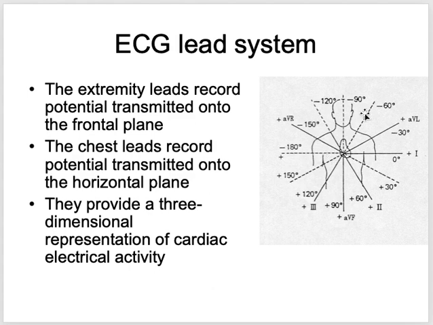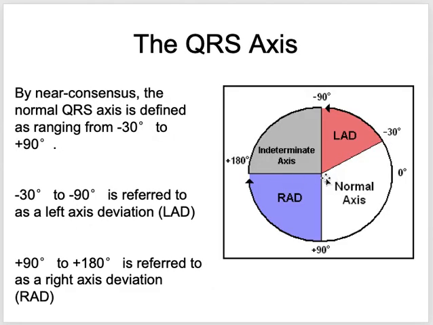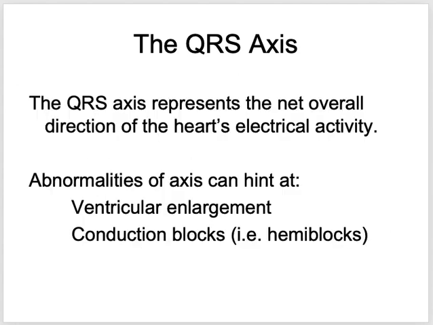So we add all the vectors, and where the final vector falls, we call it the normal axis in a normal heart. Normally the final vector falls somewhere here, which is called the normal axis. In simple words, the QRS axis represents the net overall direction of the heart's electrical activity. Whenever there is any problem with the axis, it could be due to conduction blocks or ventricular enlargement.